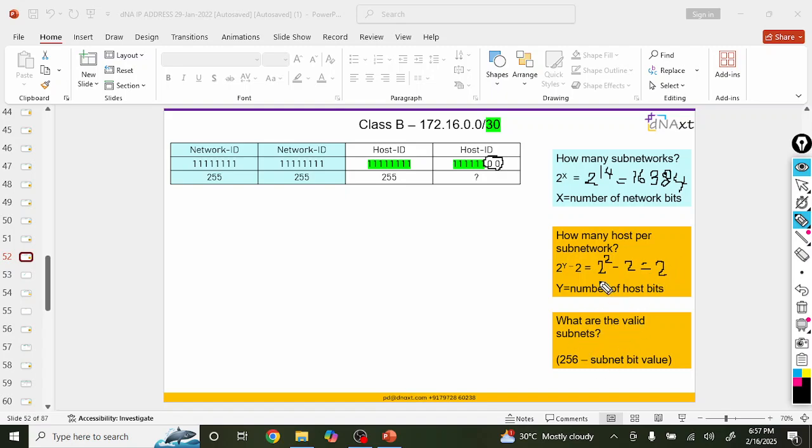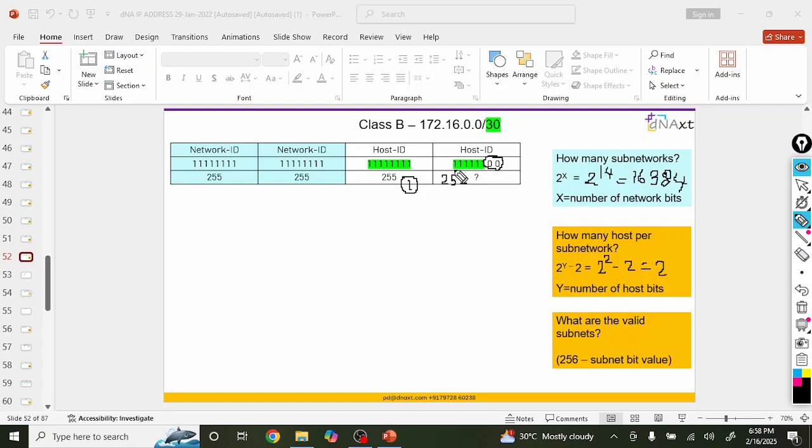What is the increment? Since we have borrowed the bits from third octet as well as from the fourth octet, there will be an increment in both the octets, increment of 1 in the third octet, because 256 minus subnet bit value, and subnet bit value in the third octet is 255. Okay, and in the fourth octet the value is 252. How come the value becomes 252? By adding the values of these bits.